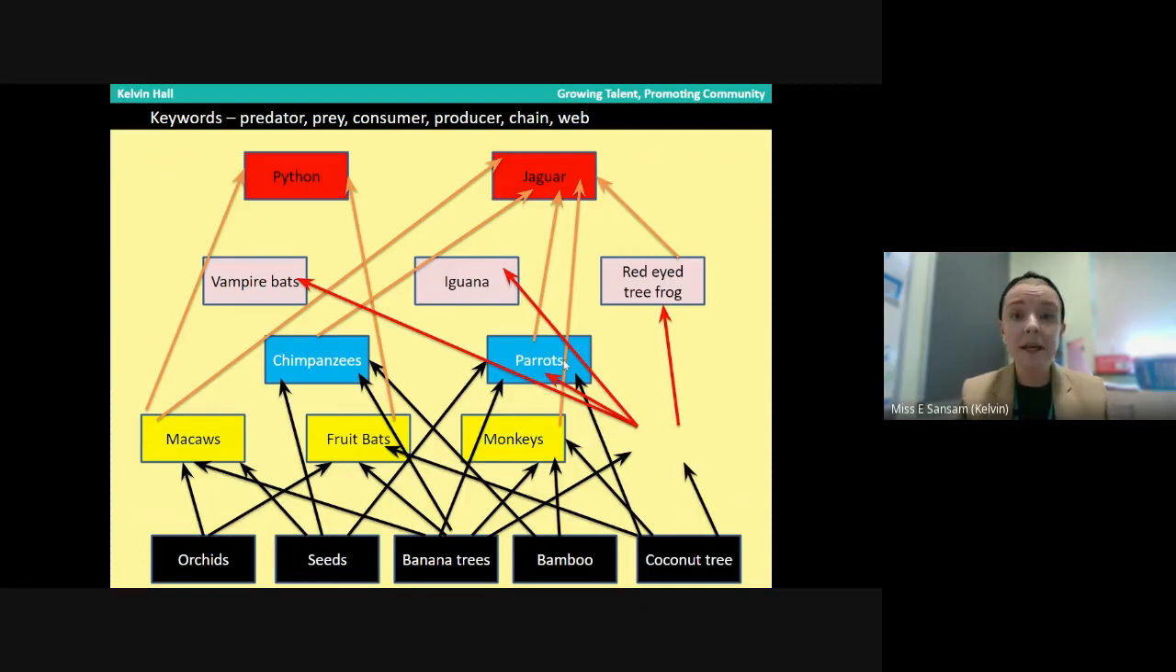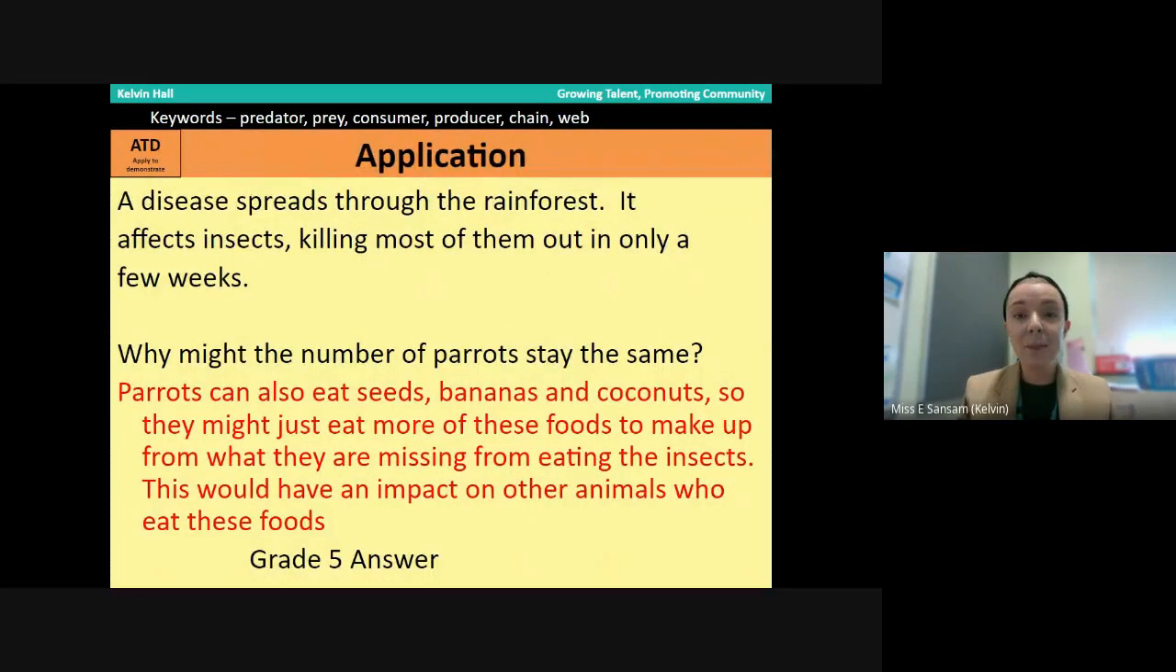Now, even though insects have died out, my question to you is, why might the number of parrots stay the same? So again, your teacher can pause the video, give you a couple of minutes to answer that question. Bit of a longer answer this time than Year 6. So what I've got, you may have something slightly different, which is absolutely fine.